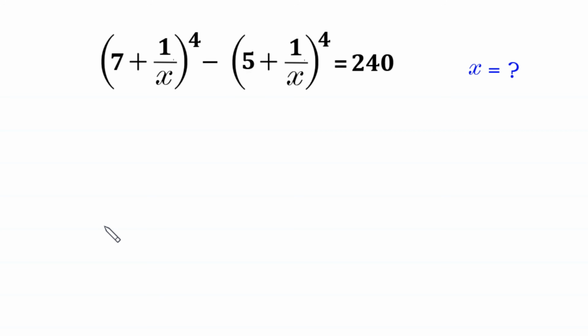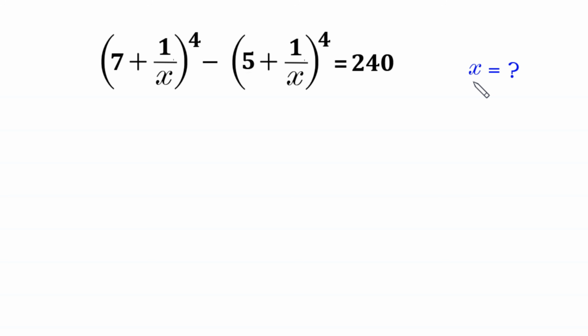Hello everyone, you are welcome to how to solve this very nice algebra equation: (7 + 1/x)^4 - (5 + 1/x)^4 = 240. We need to find all possible values of x.